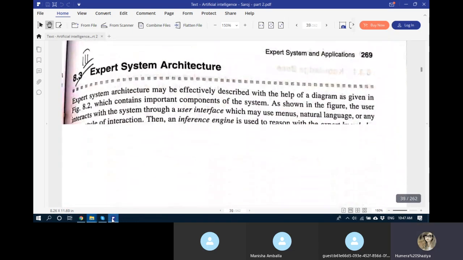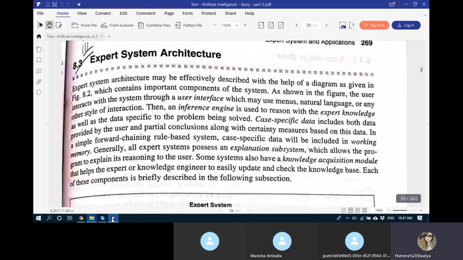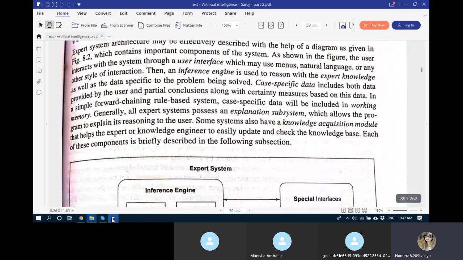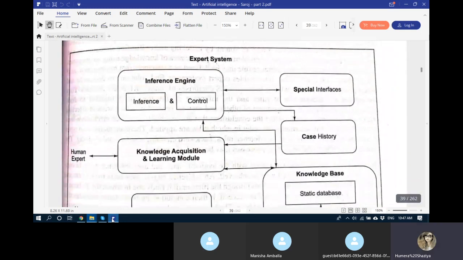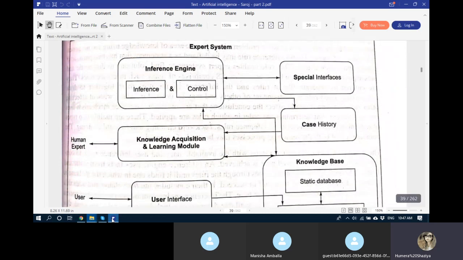Going ahead, expert system architecture. This is an important question also, a frequently asked question. Expert system architecture.